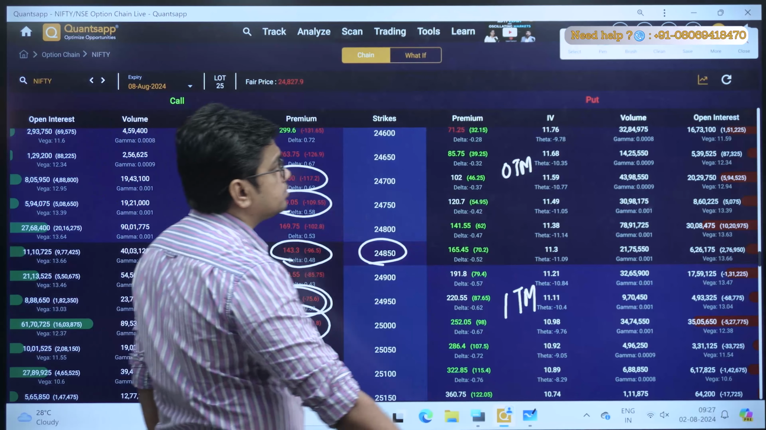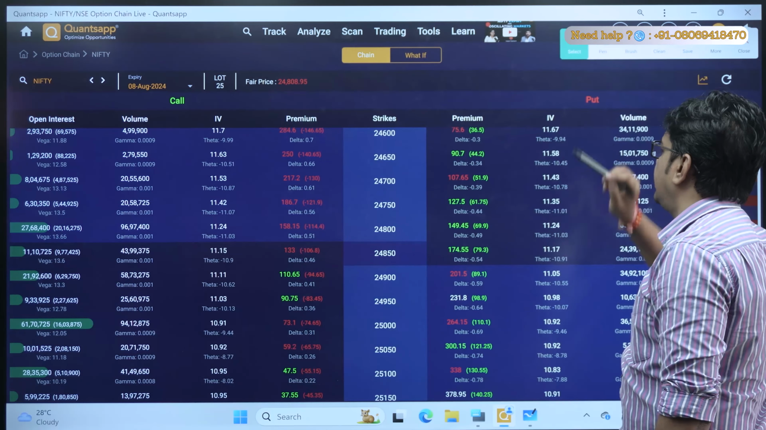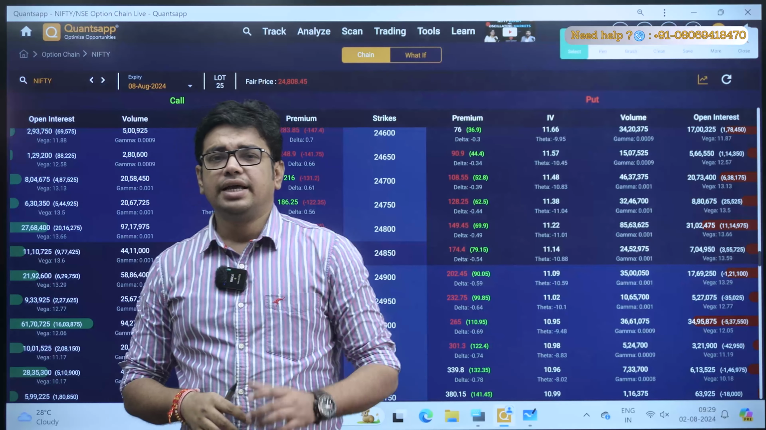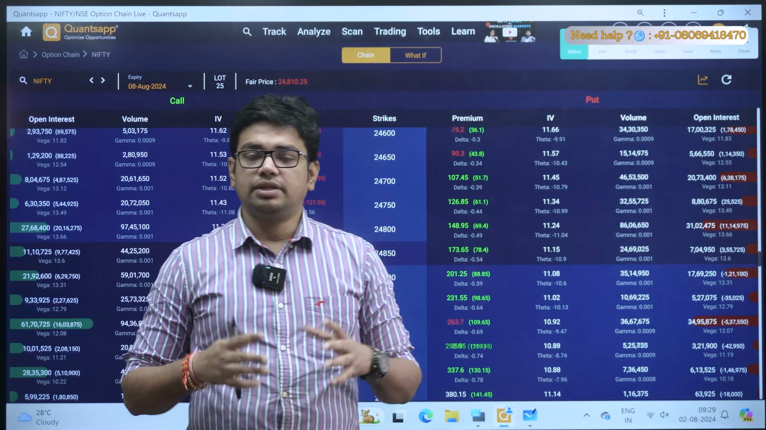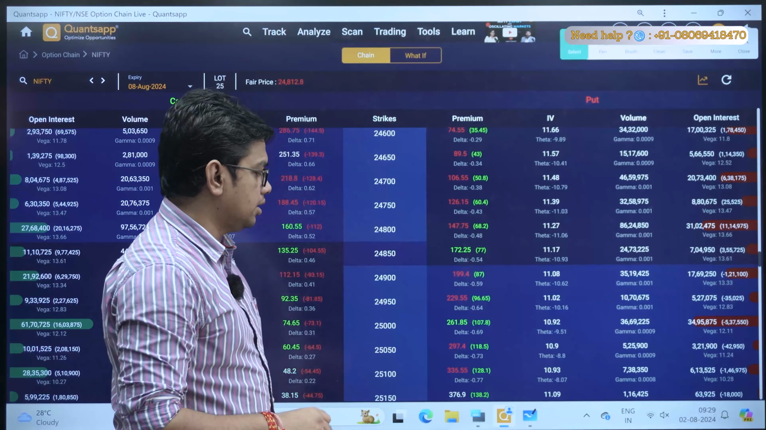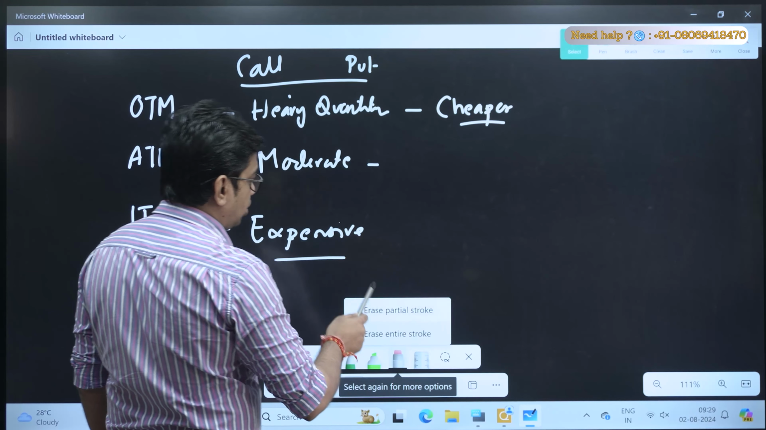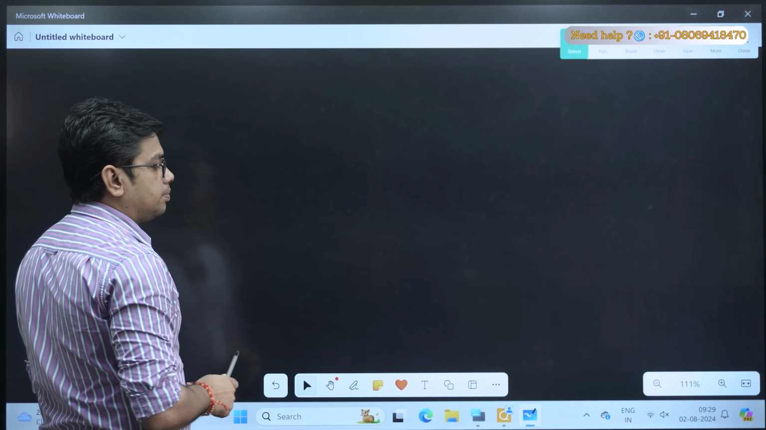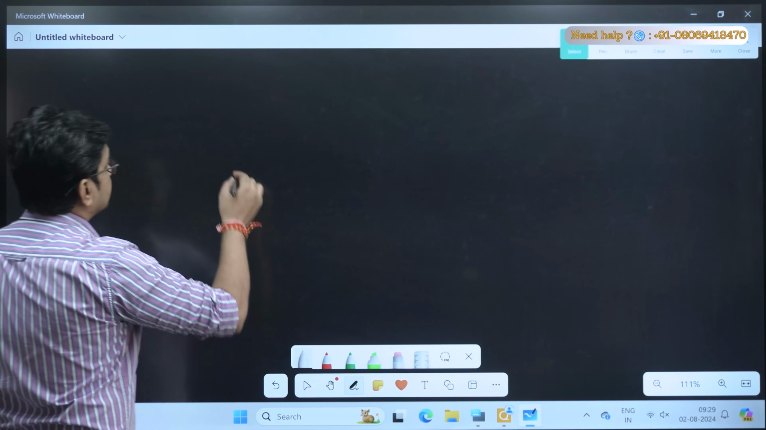Now how to select the strike is very important, but it is important on the basis of the trade you take. Let me show you how people take the trade and what the options are, that means which strike price they should choose.